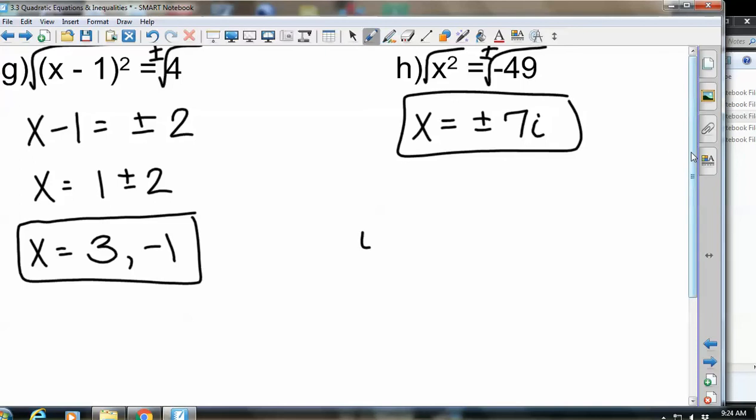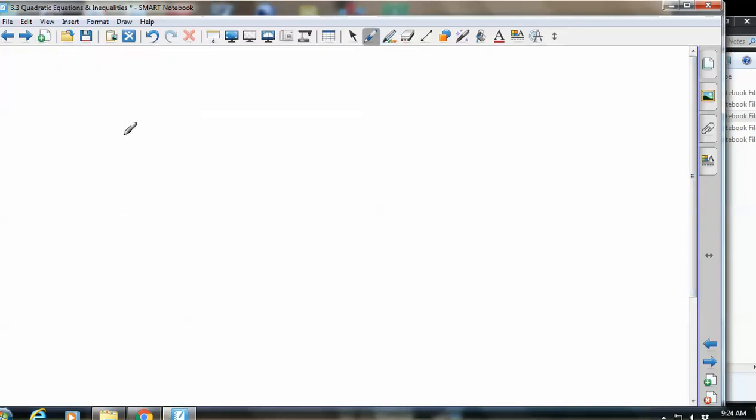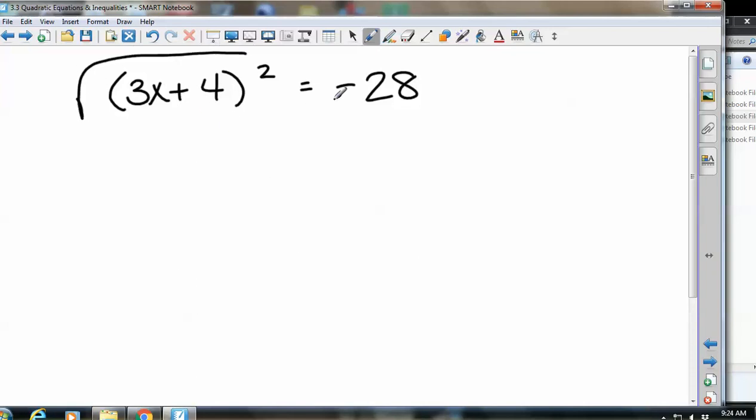Last problem, I just want to mention something. What if I gave you, let's say, negative 20. This problem. What would I need to do first? Square root. With that comes a plus and minus. So I get 3x plus 4 equals plus and minus. Okay, 28, is that a perfect square? No, so you have to reduce it.